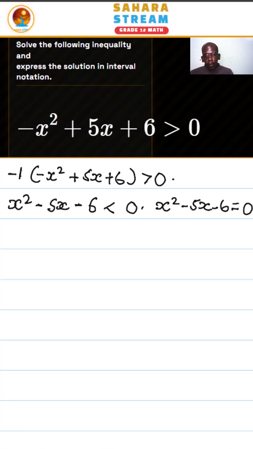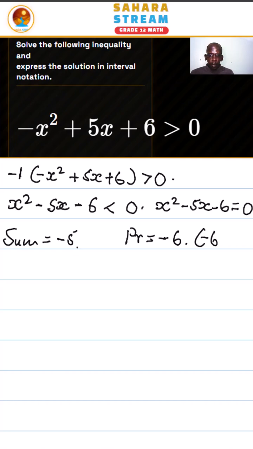Now I need to look for two numbers such that their sum would total to the coefficient of x, which is -5. And when I multiply them, the product would be equal to the coefficient of x squared multiplied by the constant, so 1 multiplied by -6, which is -6. Thinking of these two numbers, they will be -6 and 1. Because if I take -6 plus 1, it will be -5, and if I take -6 multiplied by 1, it will be -6.